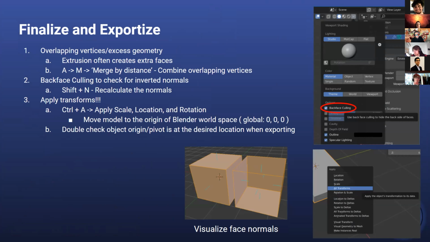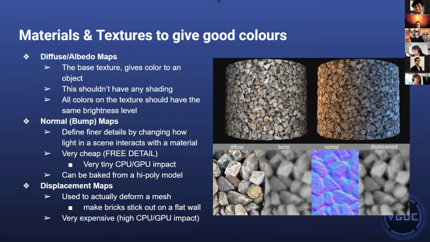Because if you apply the transform while it's not at the origin of the scene, or global 0, 0, 0, then you'll set wherever it is to be the normal. That's even worse, because when you import it into Unity, it'll be at that offset location as its zero. So make sure that you have it at global 0, 0, 0 when you're exporting. Thank you for asking that.